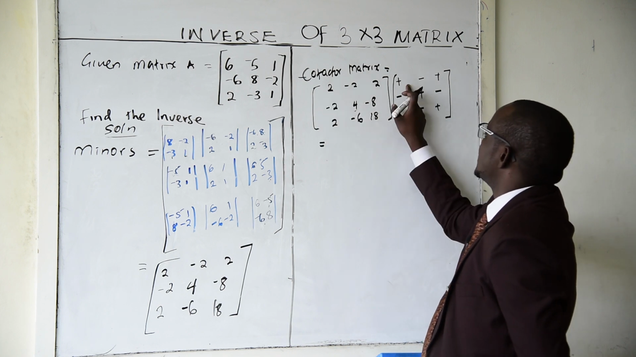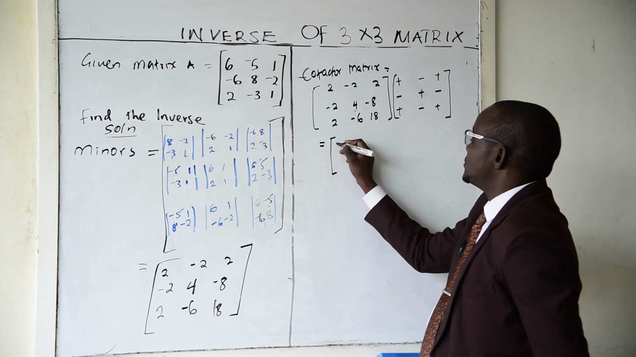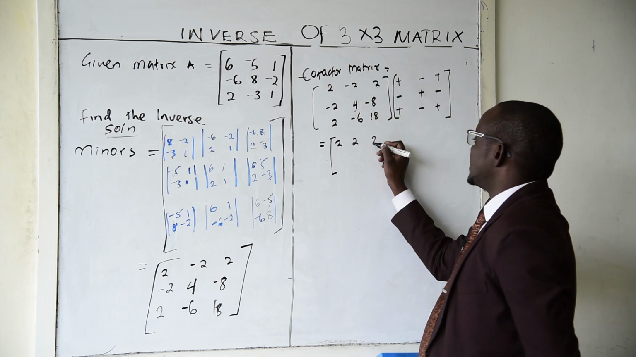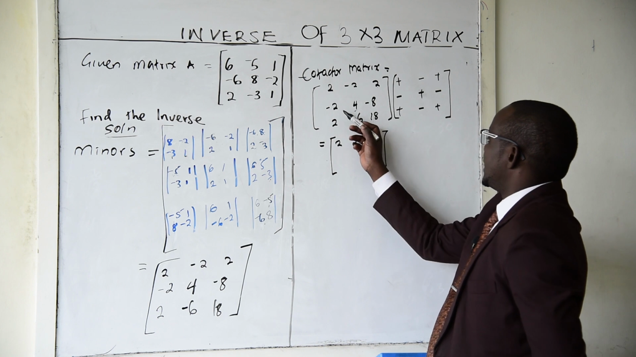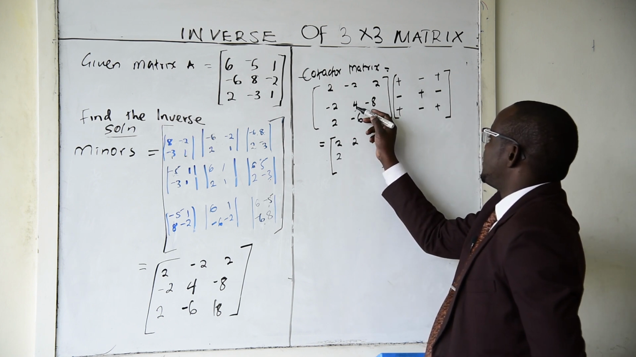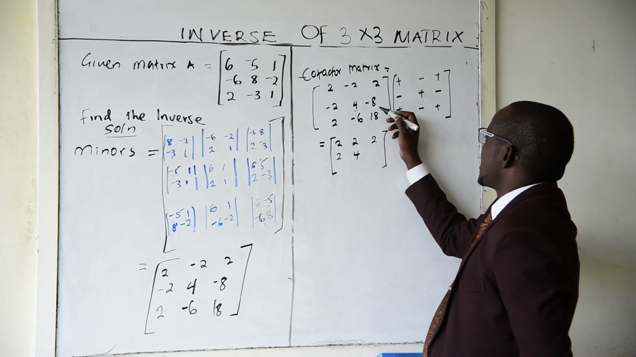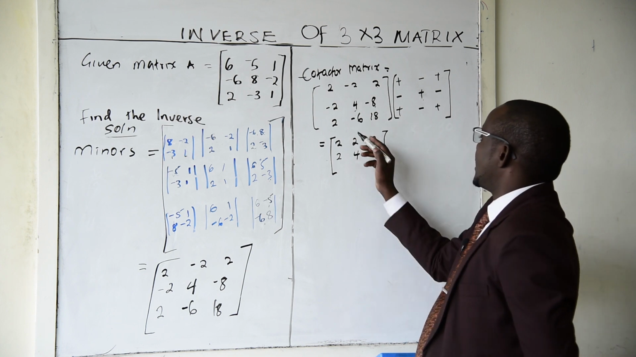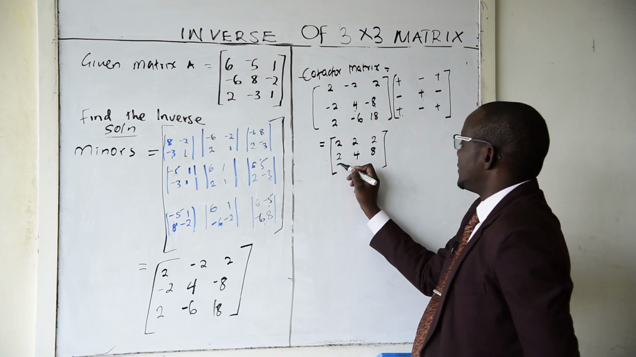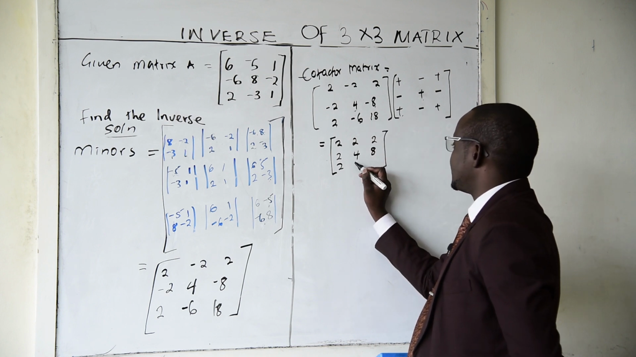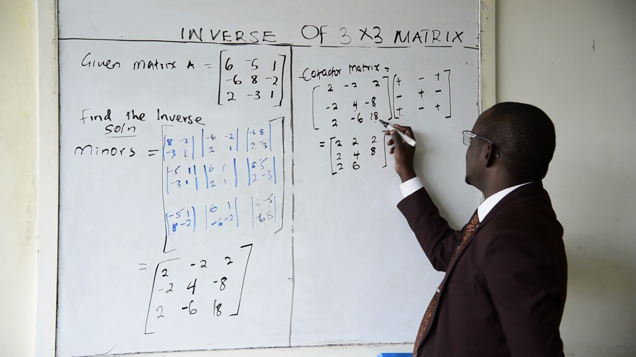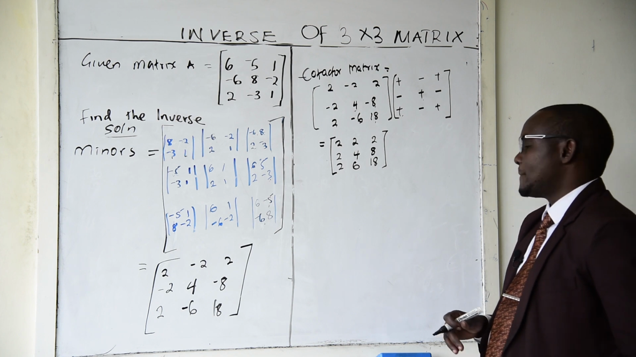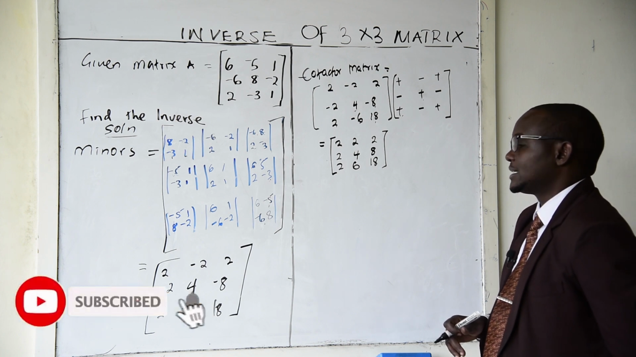Here we have a 2, a positive and a positive, we still remain with 2. A negative and a negative, we have a positive 2. A positive and a positive, we still have 2. Then a negative and a negative, we have 2. A positive and a positive, we have 4. A negative and a negative, we have a positive. A positive and a positive, we have a positive. A negative and a negative, we have a positive. And a positive and a positive, we have a positive. So this becomes our cofactor matrix.